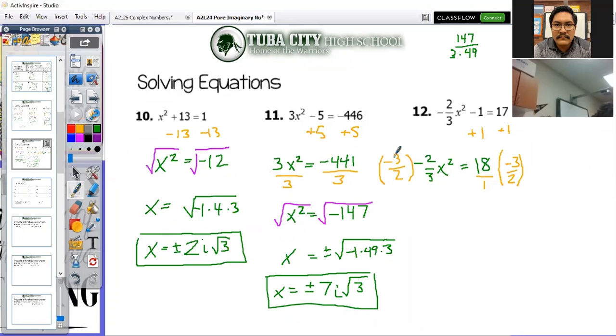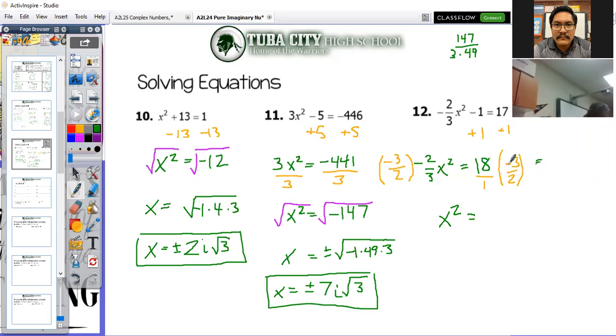Now the reason why this works is because -3 times 2 is -6, and 2 times 3 is also 6. So 6/6 equals 1. That is one of the properties of division: any number divided by itself is going to equal 1. And 1 times x squared is just going to be x squared because of the identity property.